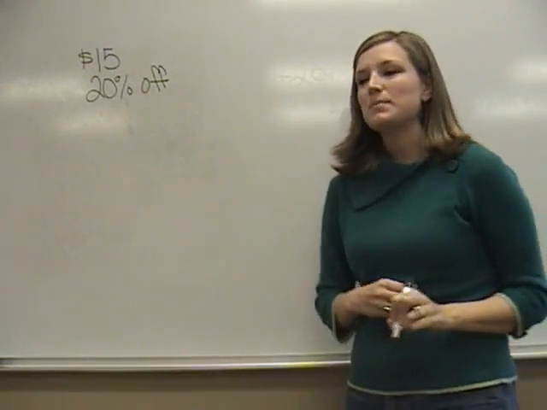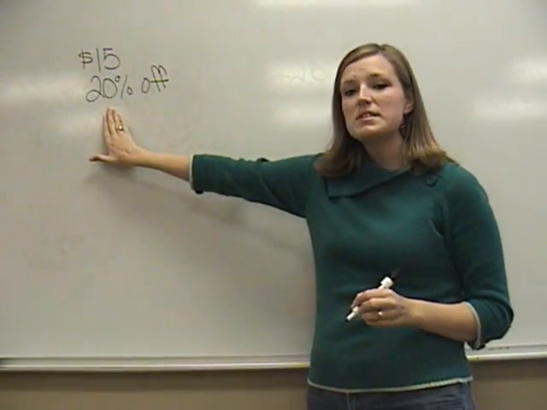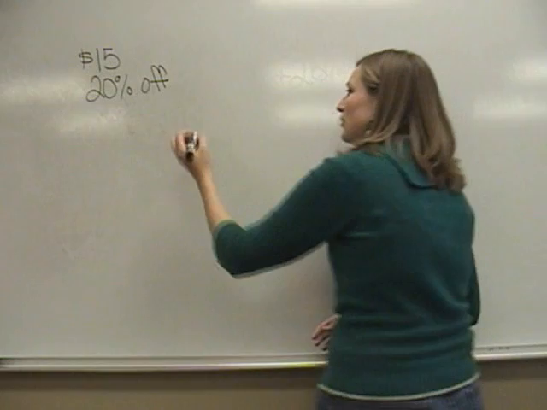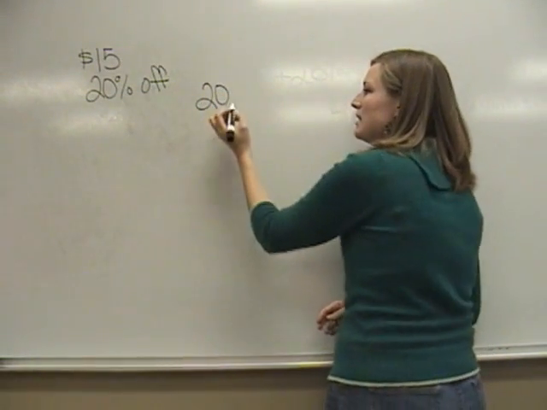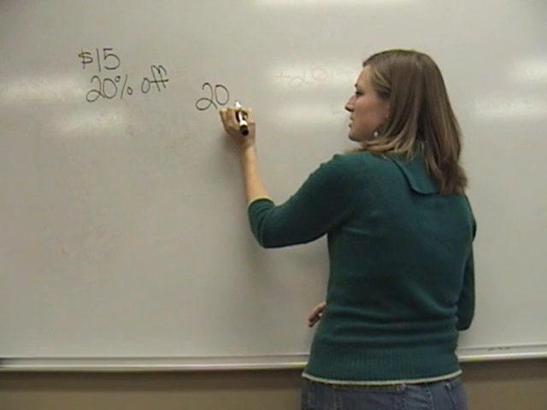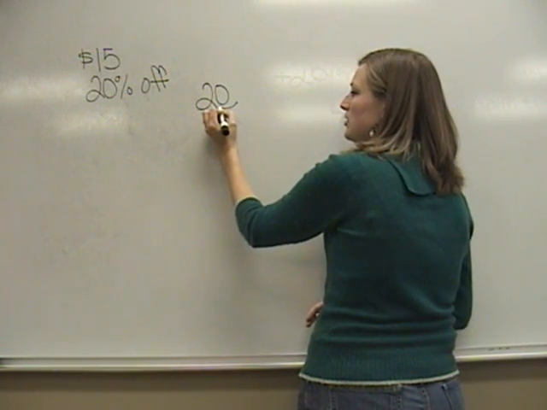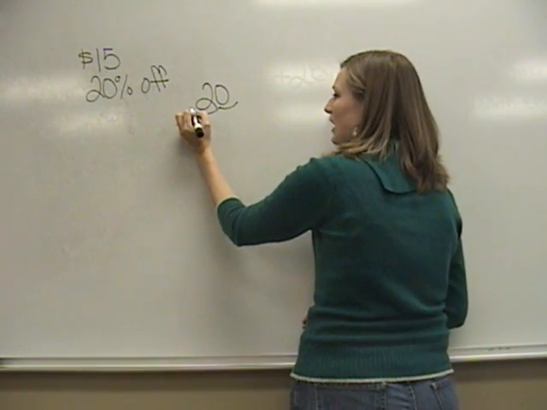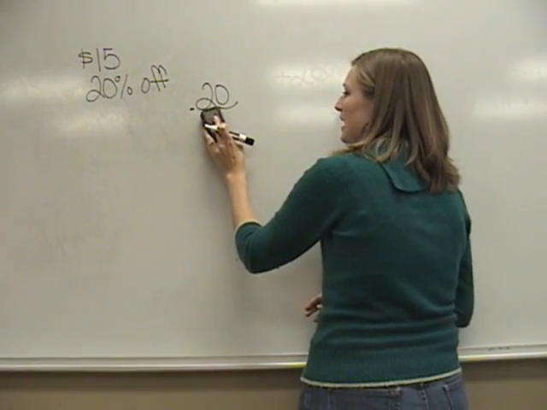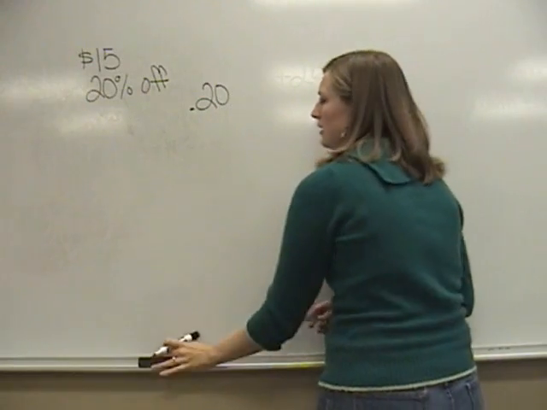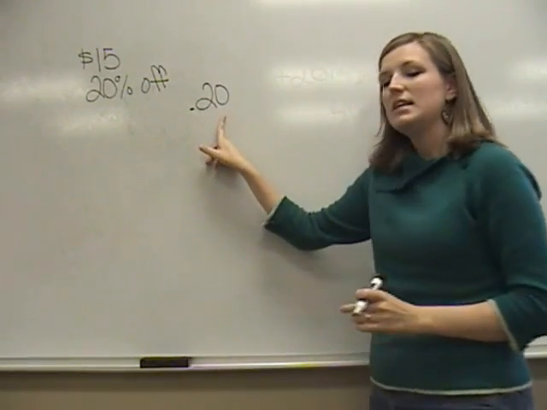Now my first step in this problem is to convert this 20% into a decimal. In order to do that, I'm going to rewrite my number 20. Now normally the decimal is at the end of the number, so I'm going to start here and move 2 place values to the left. So 20% as a decimal is 0.20.